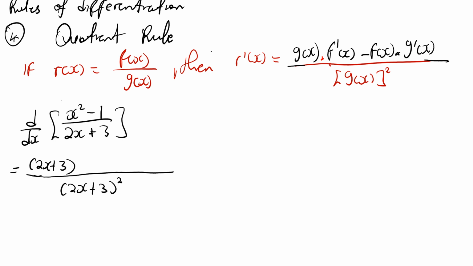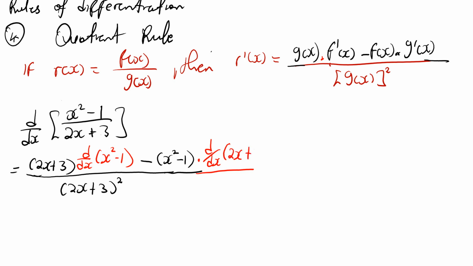Multiply by the derivative of your numerator. Our numerator is x squared minus 1. Then minus our numerator, which is x squared minus 1, and we multiply it with the derivative of the denominator, which was 2x plus 3. So now let's see, we are going to have 2x plus 3.